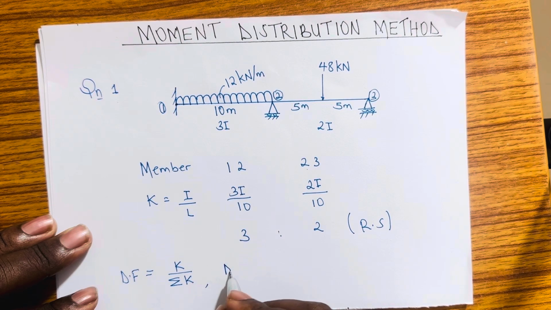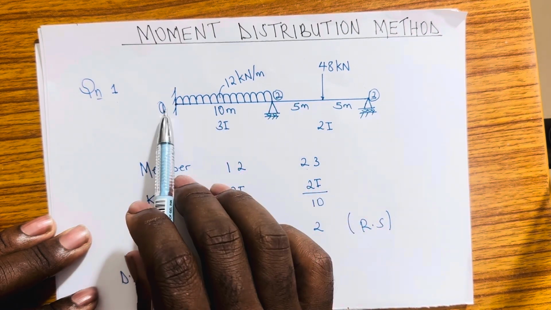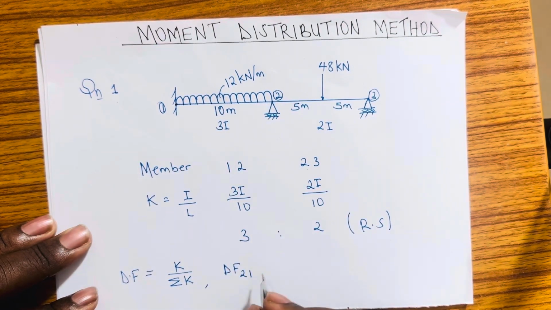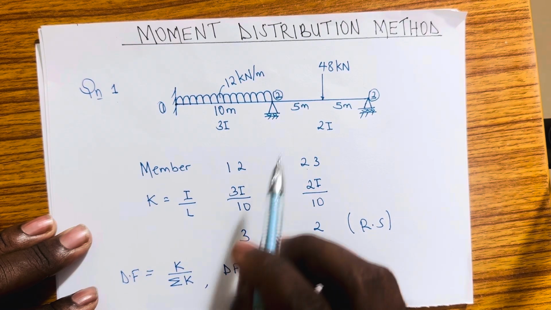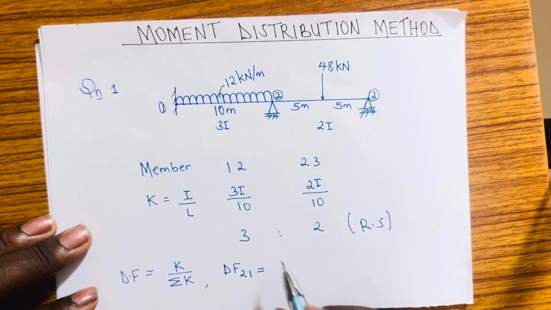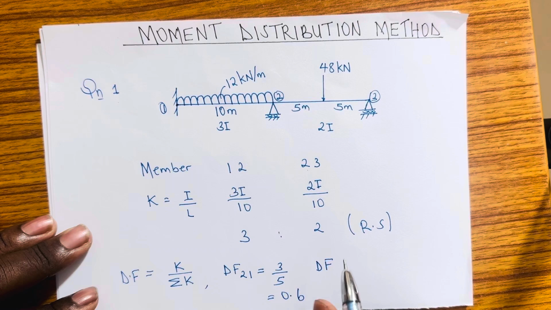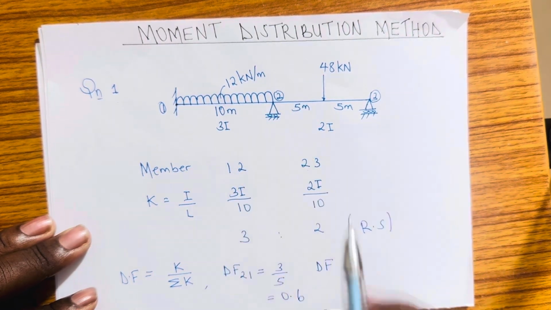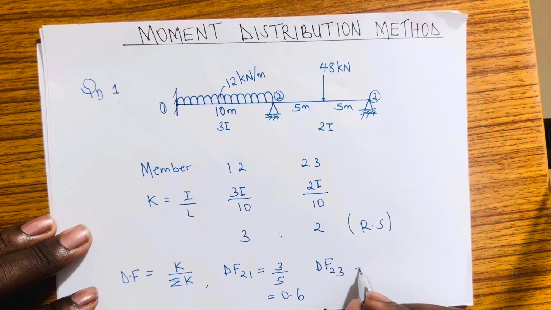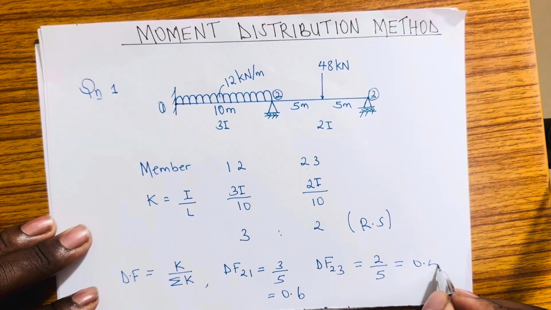So I'll find the distribution factor for member 2, 1 from here coming this side, because you find at this joint, this is going to be the stiffness of the member over the summation. This is same as this and this. Okay, so this is 3 out of 5 and it is equivalent to 0.6. And then what about the distribution factor for the other member, 2, 3, starting from this joint? 2, 3 is going to be equal to 2 out of 5, and this is equivalent to 0.4.